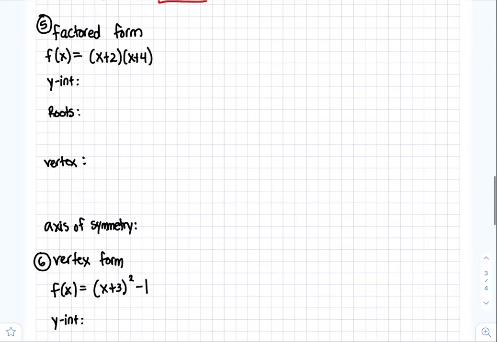Okay, factored form. So y-intercept, set x equal to 0. So f of 0 equals 0 plus 2, 0 plus 4. 0 plus 2 is 2, 0 plus 4 is 4. So 2 times 4 is 8. So your y-intercept is 0 comma 8.